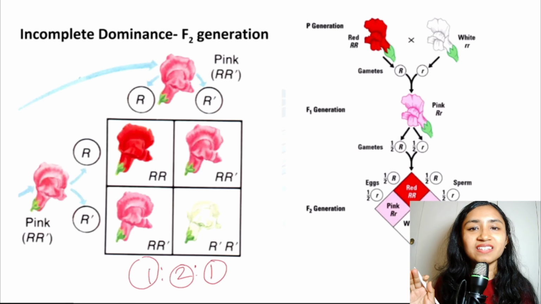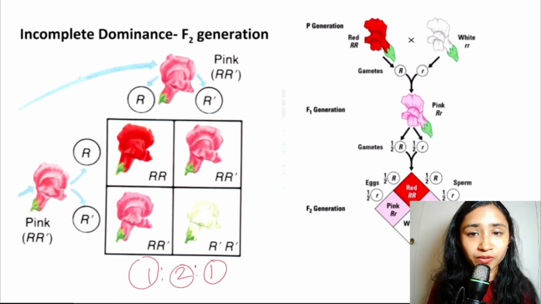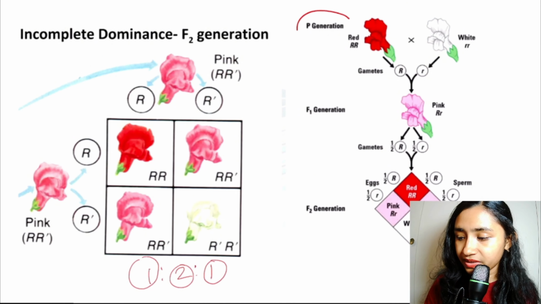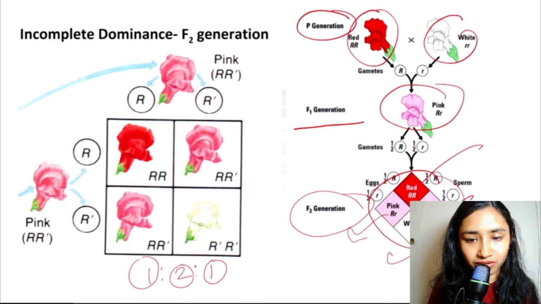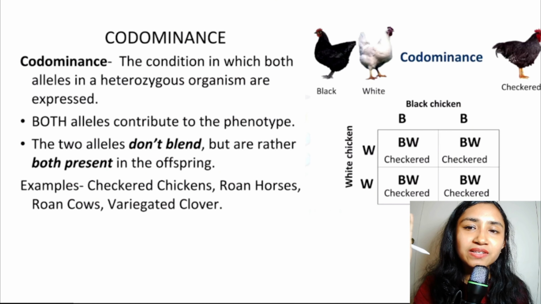Okay, so this is the case of incomplete dominance. I hope you have understood. This is the P generation. We have crossed red flower, white flower. We got the pink flower in the F1 generation. Then we again self-crossed the pink flowers, and we got one red, two pink, and one white in the F2 generation. Okay. Now I'll present you a situation.